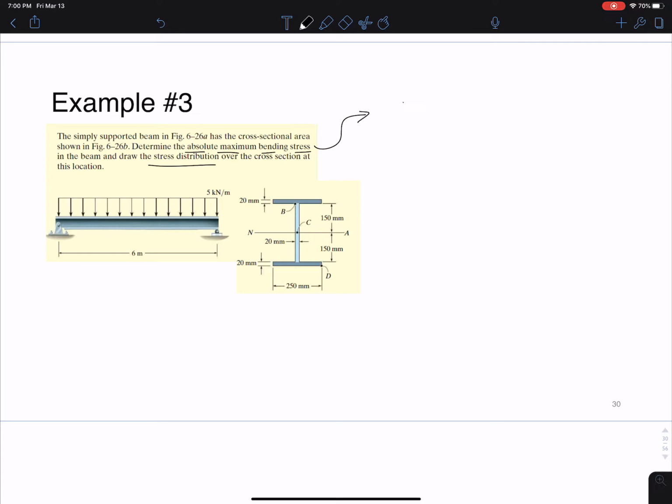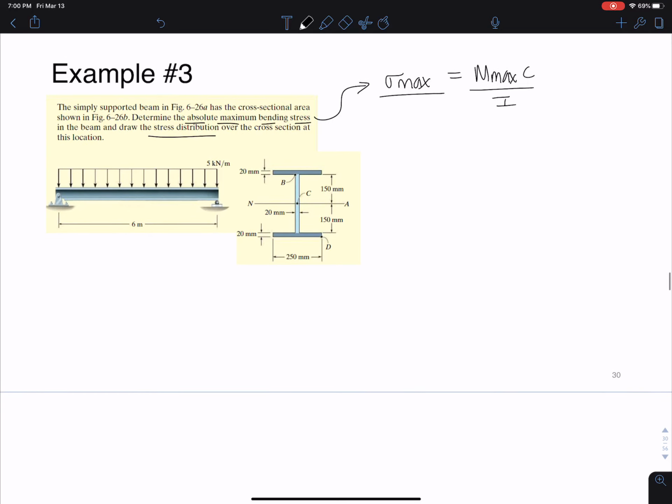So that's what we want. Okay. To get sigma max, we need M max c over I, right? And we know how to get moment from here. So this is a simply supported beam. It's symmetrical. If this is my resultant, 5 times 6, 30 kilonewtons, that means I have a 15 kilonewton force here, 15 kilonewton reaction here, up 15, negative 15, connect the two.